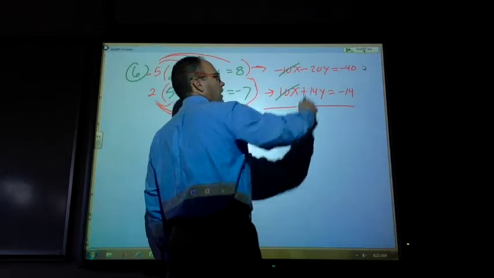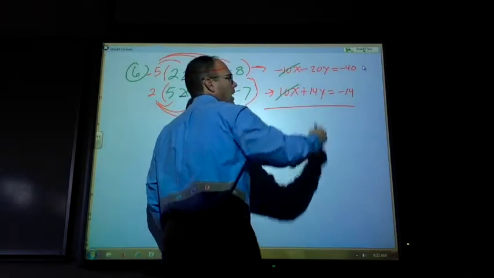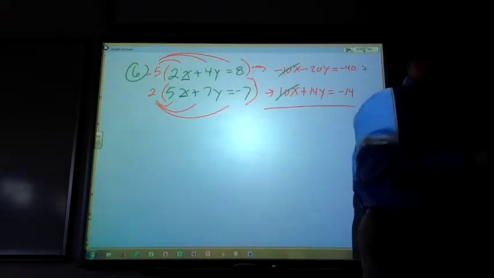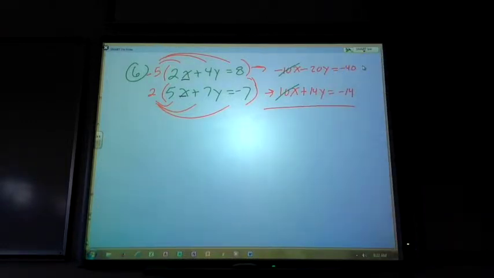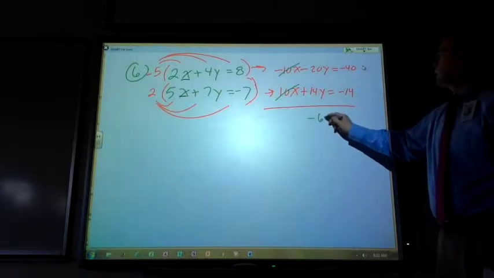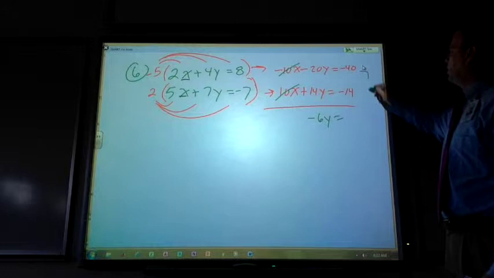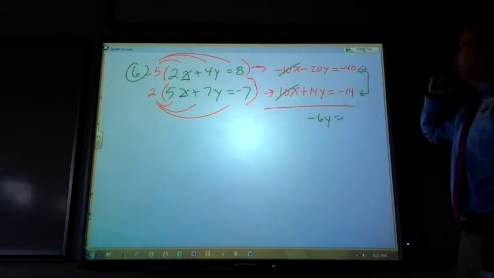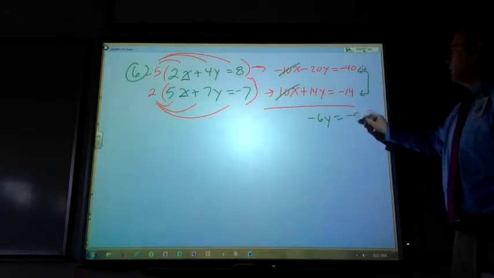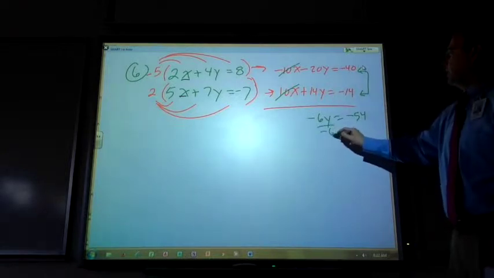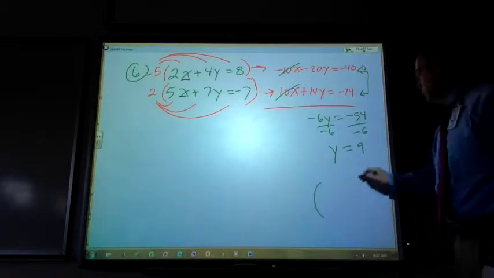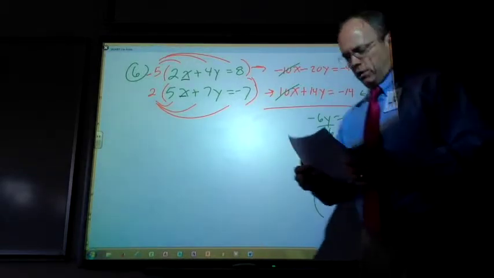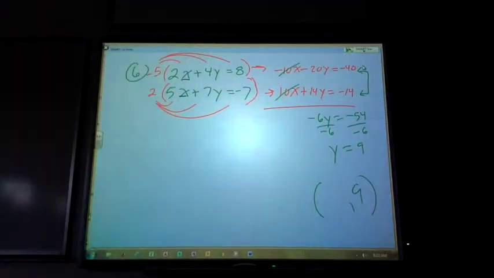So I'll cancel those out. I combine negative 20y and 14y. Cool. What's negative 20y and 14y combined together? Negative 6y. And if I combine these two together, I get negative 54. And then divide each side by negative 6, and I get y equals 9. Okay. Still with me?